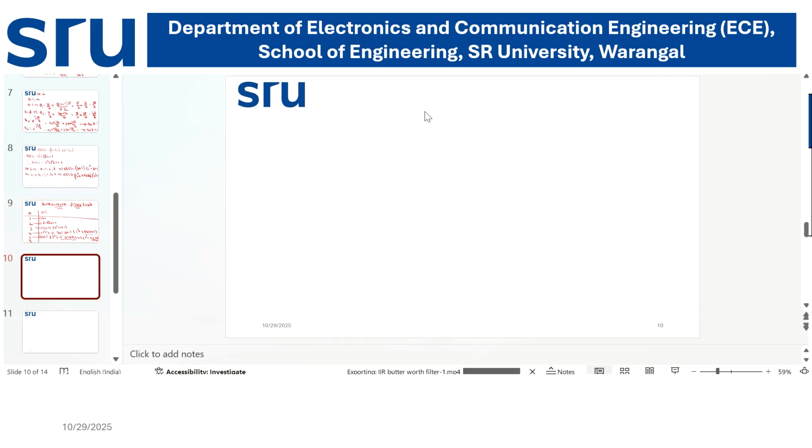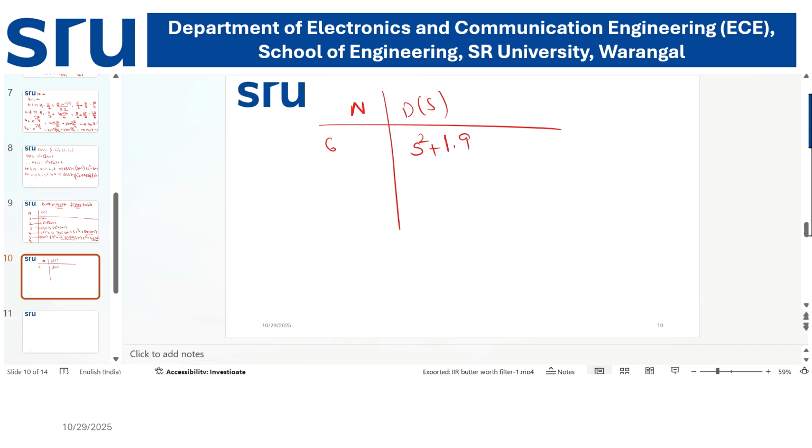Similarly, if n is equal to 6, then the polynomial D of s has 6 poles: s square plus 1.93185 s plus 1, into one more s square term, s square plus root 2 s plus 1, into s square plus 0.57764 s plus 1.